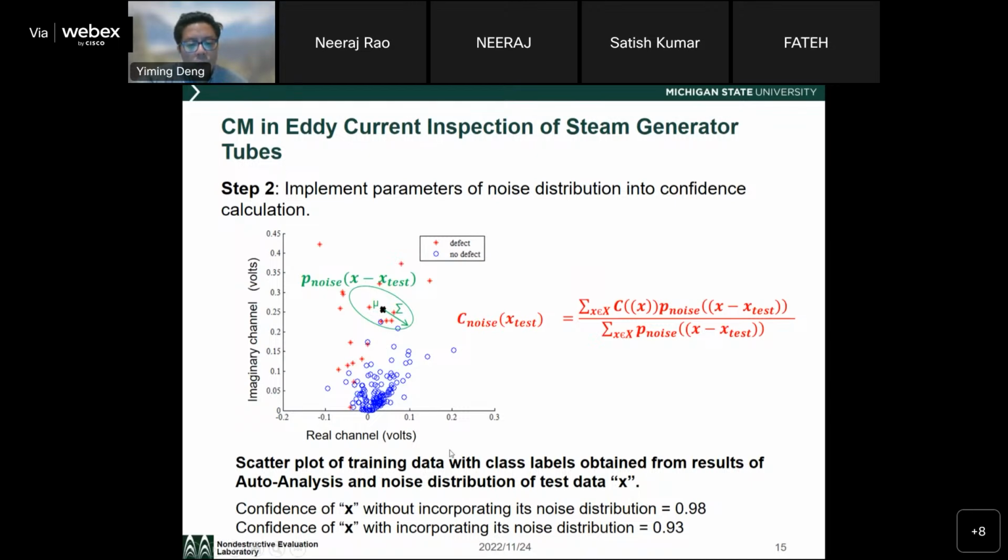So you can tell that the confidence of X, the new data point, without incorporating the noise distribution, that it is a defect is 0.98 or 98%. But if you incorporate the noise distribution, the confidence decreased to 93%. Which makes sense, because with the noise you are not quite sure whether this is a defect or non-defect, although 93% is still a very good or high number, right? But you definitely can see the contribution of noise there.